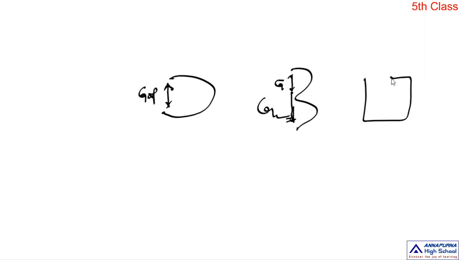Here also, this is the gap. In this figure, this is not closed. Here these two are the boundaries. These two boundaries are opened. Here also these two boundaries are opened. Therefore such figures are called open figures.